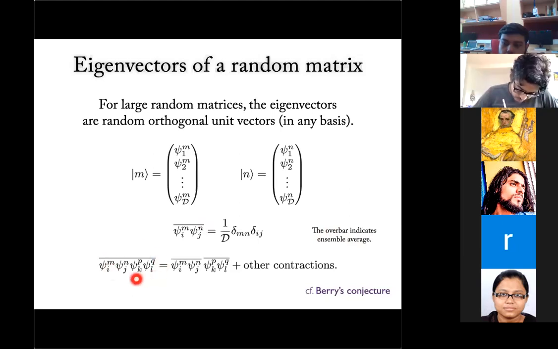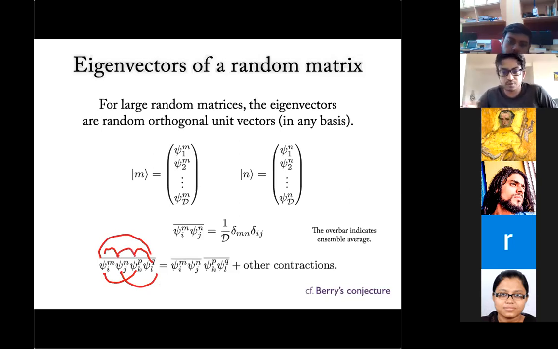And similarly, you can look at higher-point combinations of these components appearing in your eigenvector, and you can find the ensemble average of these quantities. As was taught by Neetu, you can find these by using Wick contractions. So for the fourth, if you have four of them, there will be three possible Wick contractions. One is this and this. You can have this and this, and then finally this and this. Okay, so these are the three ones. It factorizes into products of two-point functions, if you like.